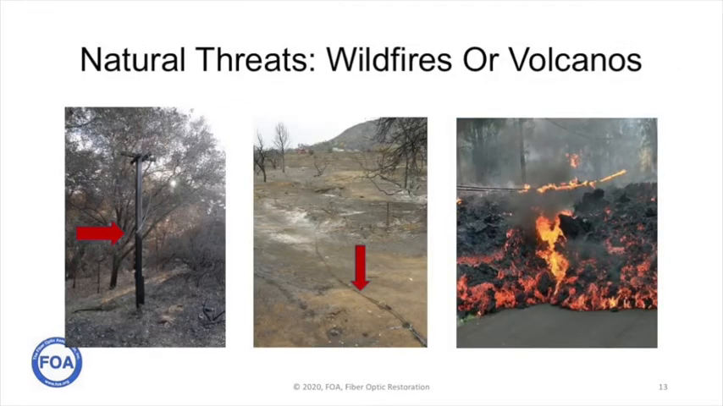Those of us who live in the West know all about wildfires. Wildfires are notoriously bad on infrastructure, burning poles enough so that they just topple to the ground. You can see fiber optic cable laying along the ground in the center picture here. And then the picture from the right is, well, a little unusual. That is Hawaii and lava burning a cable.